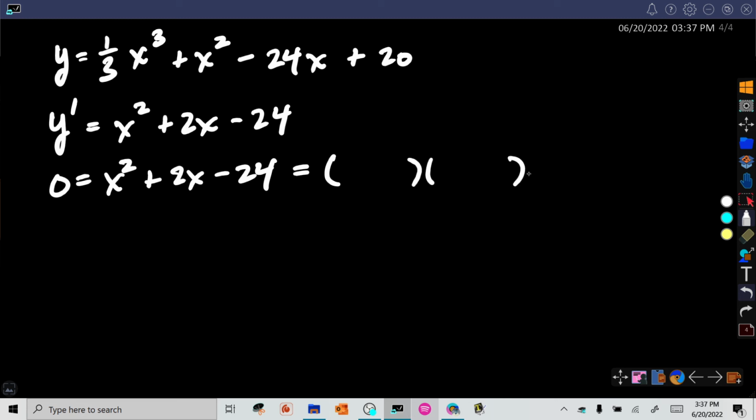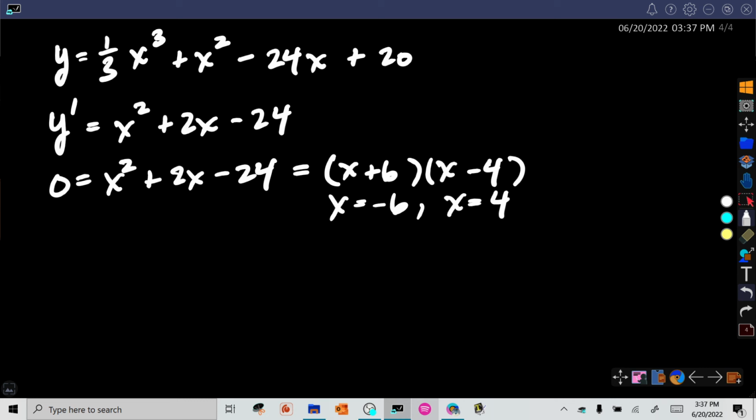Sometimes it's just nice to actually have ones that factor because it just makes it a little bit easier. So it looks like it's going to be a plus 6 and a minus 4. And so when I set these equal to 0, this means that x is equal to minus 6. And over here, x is equal to a positive 4. All right, so these are the critical values.